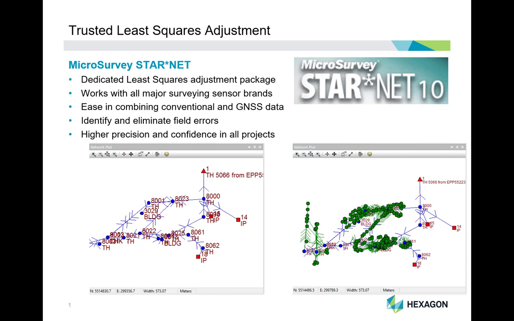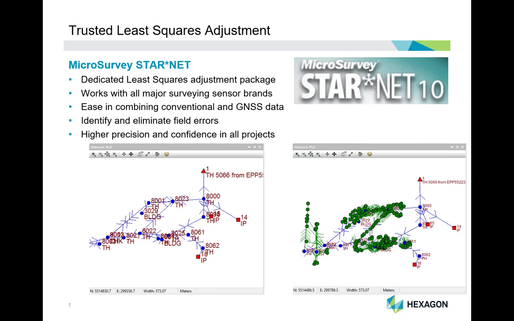A very practical advantage of using StarNet in particular is it makes it simple to identify and eliminate field errors, and you're always going to be reporting results with higher precision. So the simple fact that you're using least squares adjustment, if it's done properly, will make your surveying more precise, and it gives you a lot more confidence in all your projects because you have a good idea of what their precision is, and because you know that you've effectively eliminated errors.